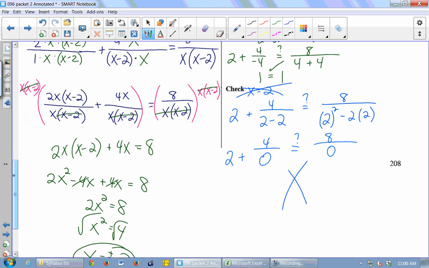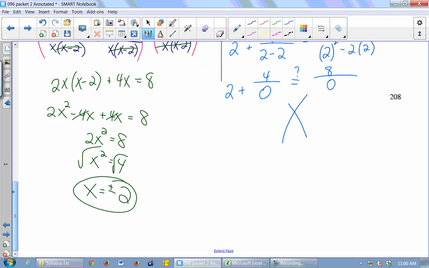So it's definitely mandatory that you go back and check, because you will often get an extraneous solution, a fake solution.